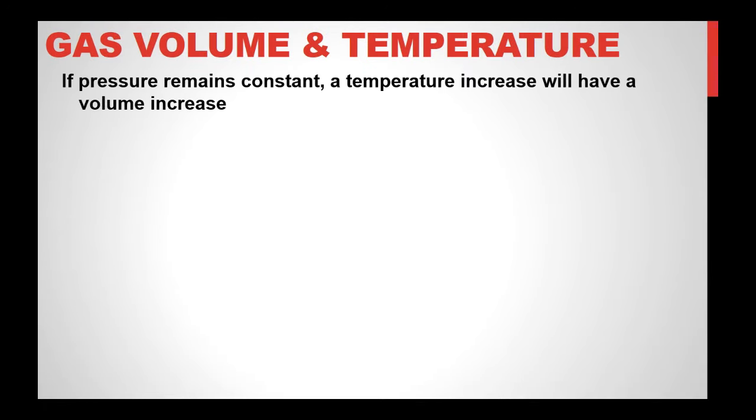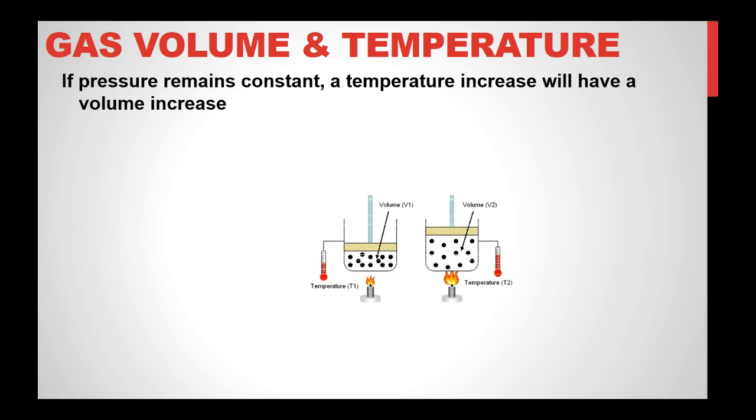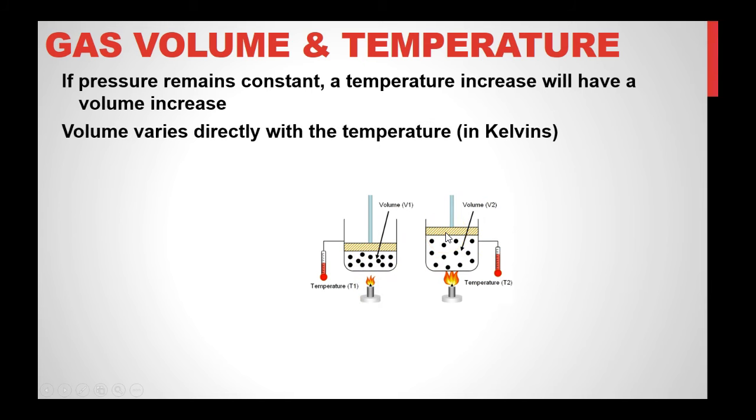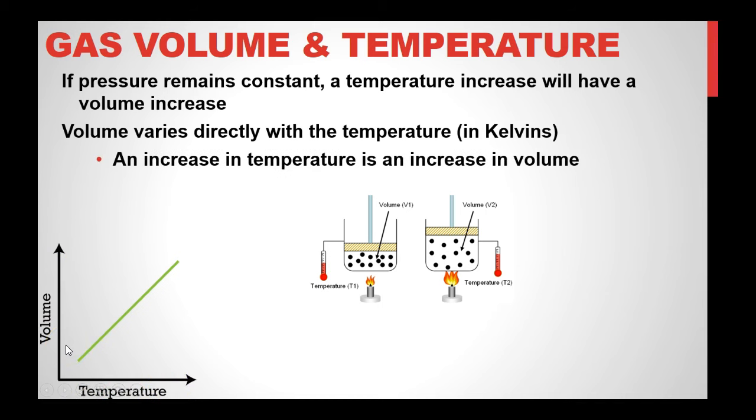If you keep the pressure constant, if you increase the temperature, you will have an increase in volume. Here I have two containers. One of them is being heated, one of them is being heated a lot more. The same amount of stuff in there after you heat it up is going to take up a larger volume. Volume varies directly with the temperature in kelvins. Increase the temperature, increase the volume. Decrease temperature, decrease volume. So an increase in temperature means an increase in volume.